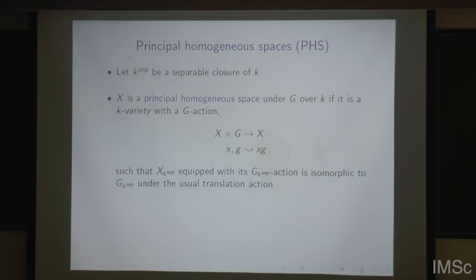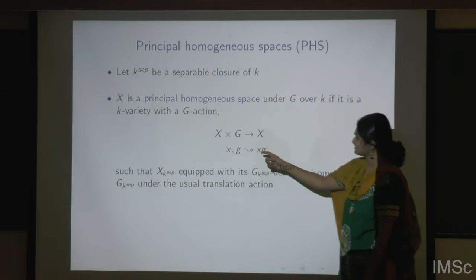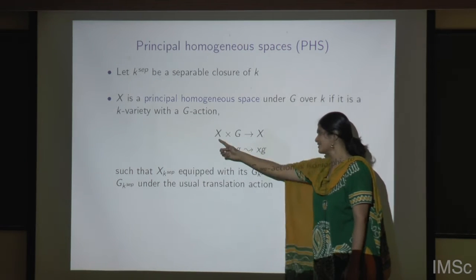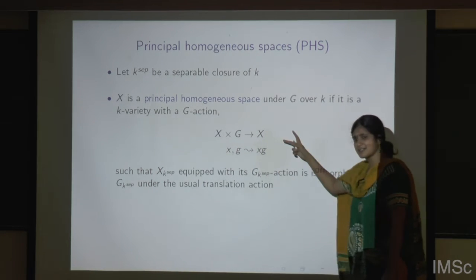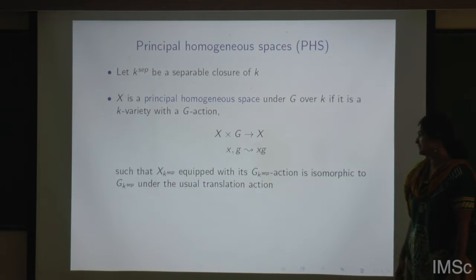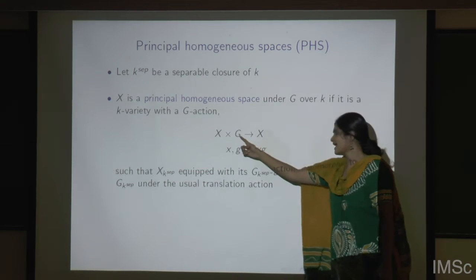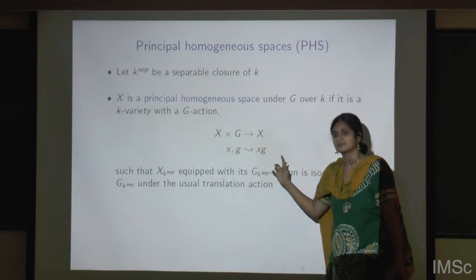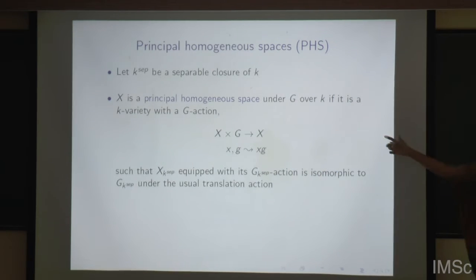Okay, now what is a principal homogeneous space? You have a base field, you have a separable closure, and what is my variety? It's a nice variety in the sense that you have a G action, right? The group acts on this variety, but the action itself is nice in the sense that when you go all the way to the separable closure, that action should just look like G acting on itself by translation, right? So it's a nice variety with a nice action when you go all the way up to the separable closure.